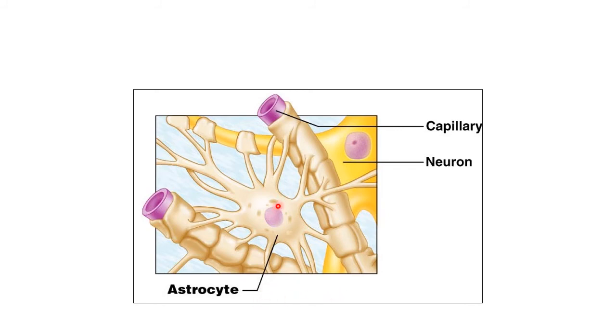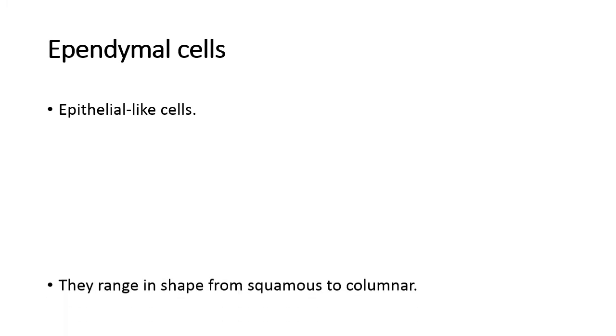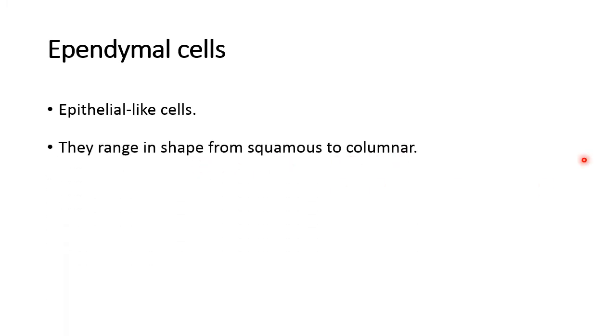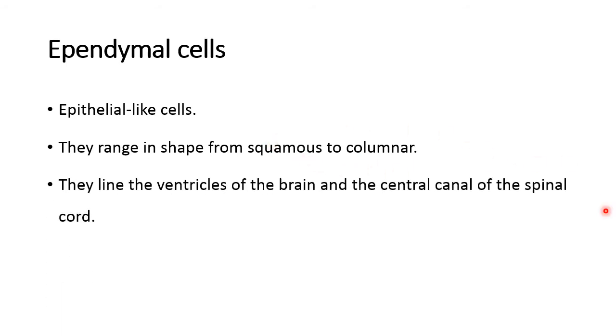In this diagram, this is how the astrocyte looks. It has many processes, a highly branched glial cell. Its processes can wrap around the nerve fibers and also around the capillaries. The ependymal cells are epithelial-like cells. They range in shape from squamous to cuboidal to columnar, and they line the ventricles of the brain and the central canal of the spinal cord.